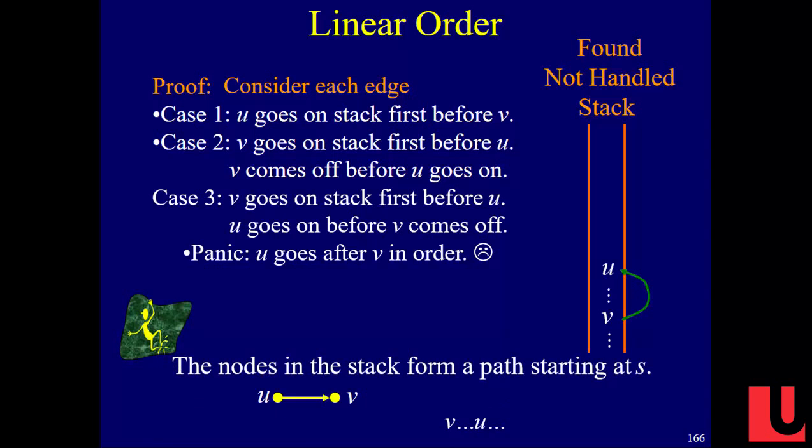Here we have, what's the stack? Oh, this should be an orange line because it's our stack. Our stack gives us an edge, a path from V to U. And then we have the edge U to V, right? And that gives us our cycle. Everybody buy that?